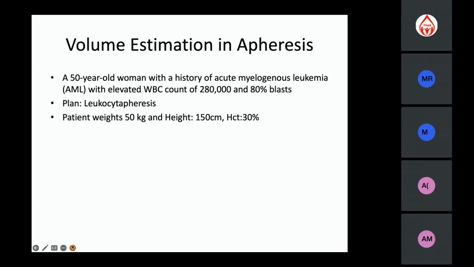We'll discuss a few points about apheresis: volume estimation in apheresis. A 50-year-old woman with a history of acute myeloid leukemia has an elevated WBC count of 280,000, and 80% are blasts. The plan was to perform a leukocytapheresis. The patient's weight was 50 kilograms, the height is 150 centimeters, and the hematocrit of the patient is 30%.